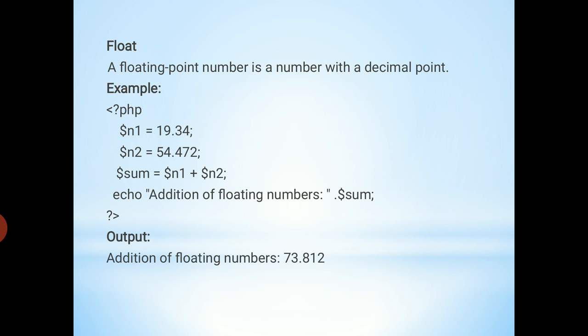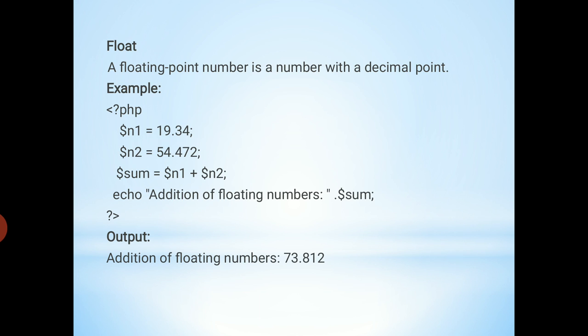Third one is float. A floating point number is a number with a decimal point. It can hold numbers with fractional or decimal point, including a negative or positive sign. It can be a number in exponential form. Let's see an example of float data type.